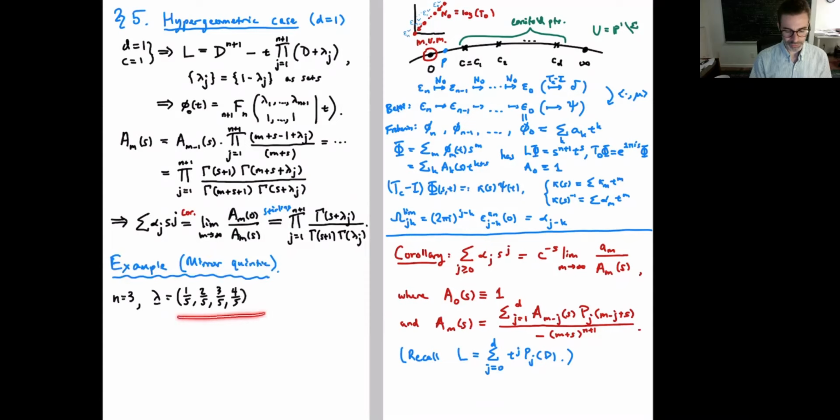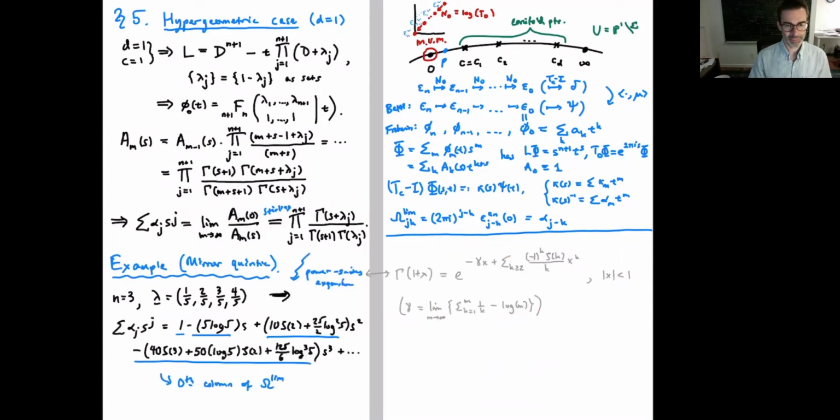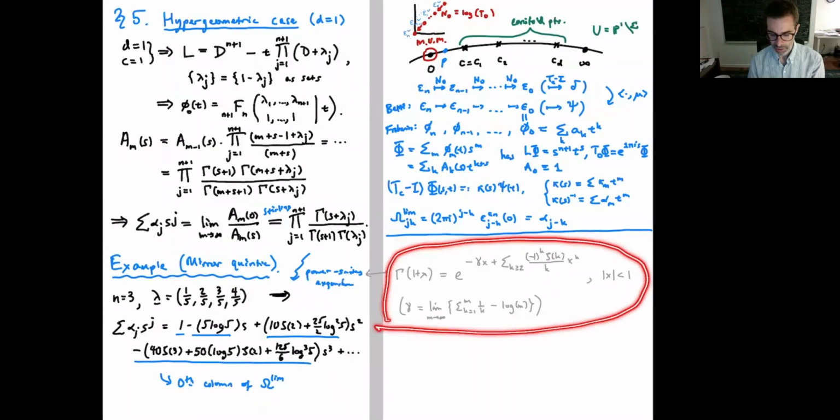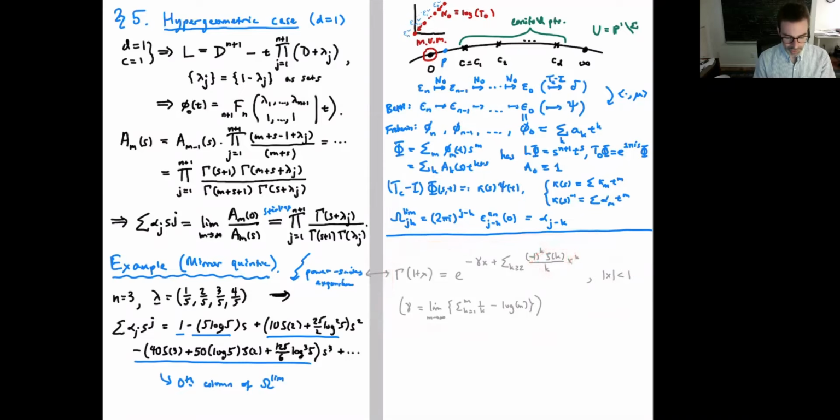So lambda is 1/5, 2/5, 3/5, 4/5, the mirror quintic family. I use this formula for gamma of 1 plus x to get my power series expansion. And notice here, you have the Riemann zeta values appearing. So then for the alpha_j s^j, I only need to do the first 4 terms to get the 0th column of my 4x4 matrix. And this is what it works out to be. And notice in particular the zeta of 3 here, coming from the k equals 3 term of this.